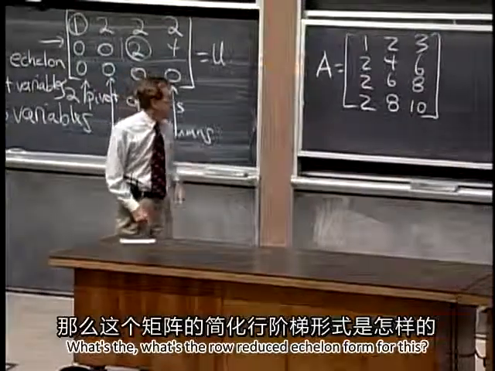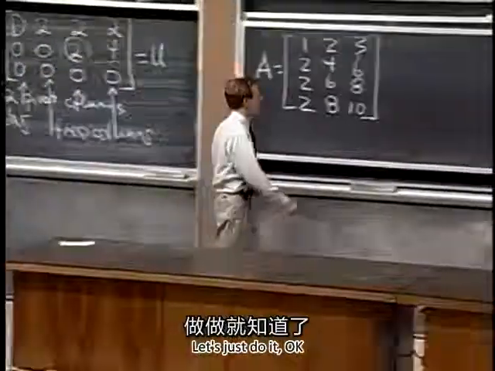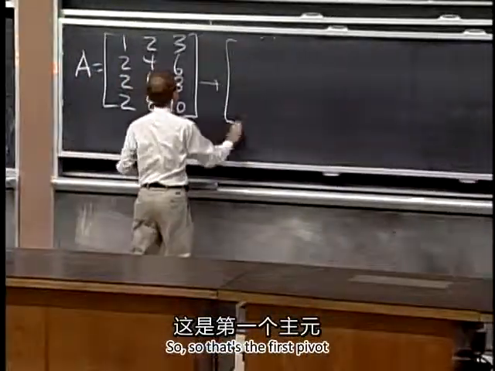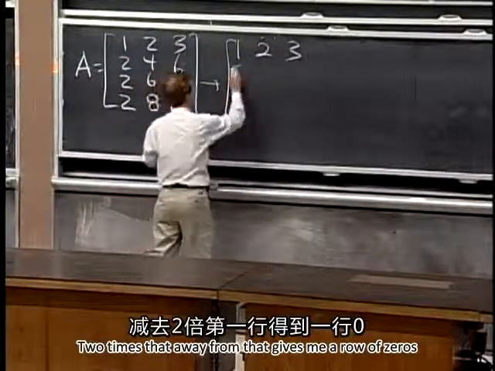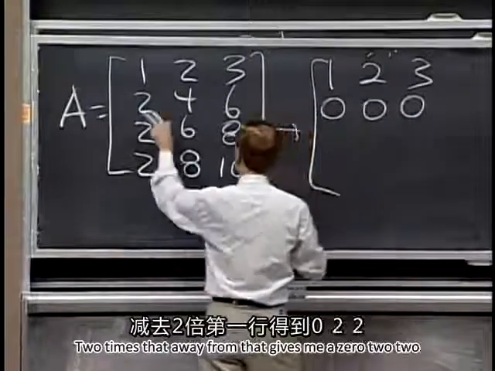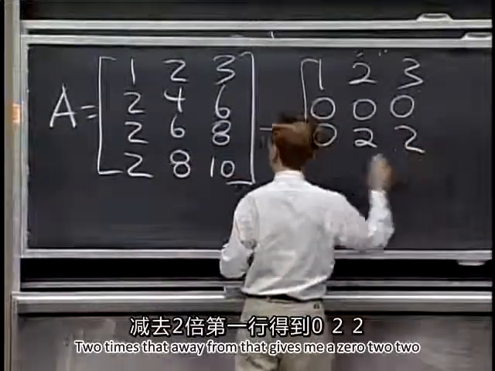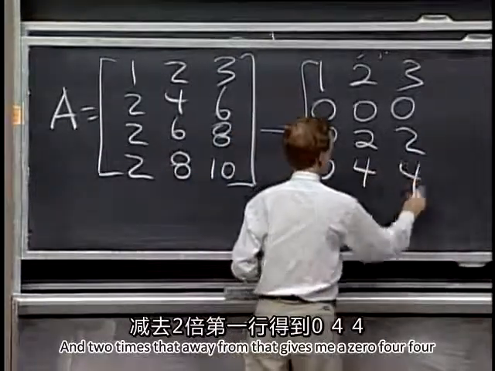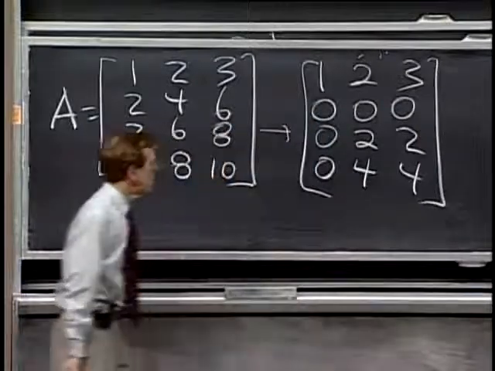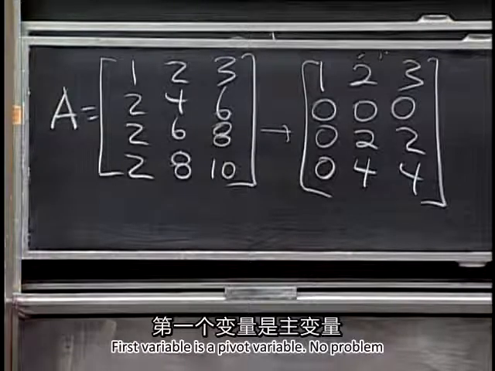What's the row reduced echelon form for this? Let's just do it. Okay. So that's the first pivot. 2 times that away from that gives me a row of zeros. 2 times that away from that gives me a 0, 2, 2. And 2 times that away from that gives me a 0, 4, 4. Okay? First column is straight. First variable is a pivot variable, no problem.